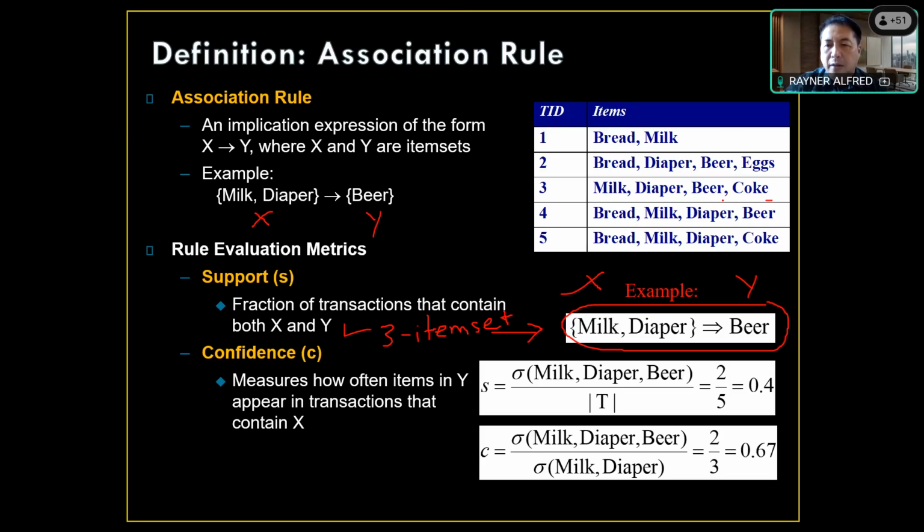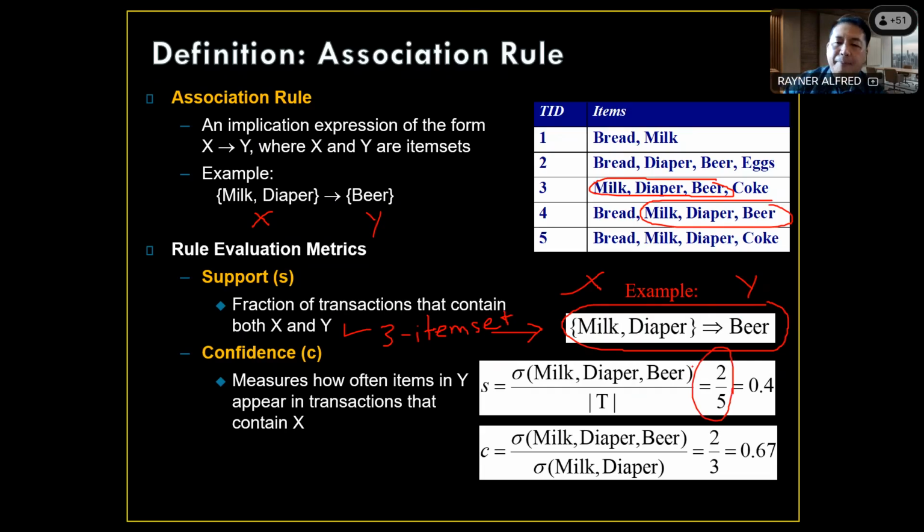So this is one, and the other one is this. Okay, so we have two. The support count is two, and the support should be 2/5 because support gives you the fraction of transactions that contain both X and Y. So in this case, we have 2/5.